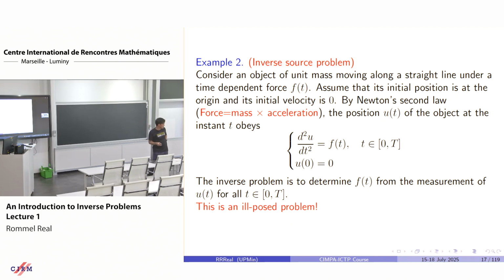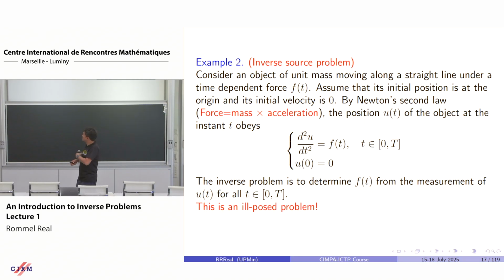Now from simple calculus problems, let's go to an example. The next one is a classic type of inverse problem, which is called the inverse source problem. Let's consider an object of unit mass moving along a straight line, and I forgot to mention that it's under a time-dependent force f of t, and let's assume that its initial position is at the origin and its velocity is 0.